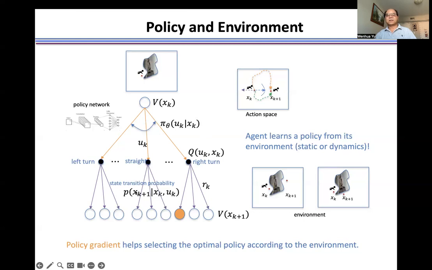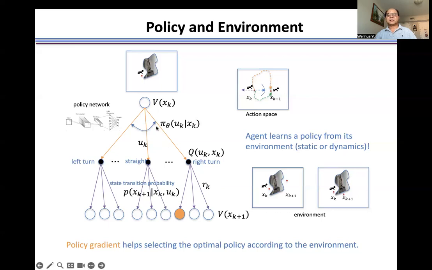Remember, the environment can be either static or dynamic. So we select an action under the policy in a different environment. We want to get the maximum reward. Once we get the maximum reward, then we say that action or that policy is the optimal policy we are searching for. Then I switch to the next state.